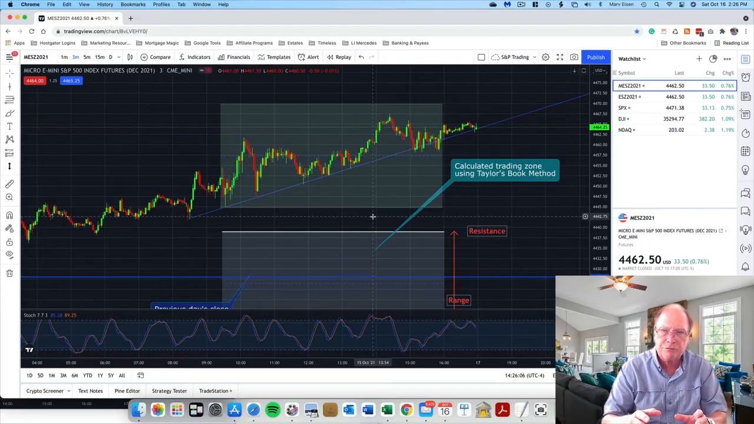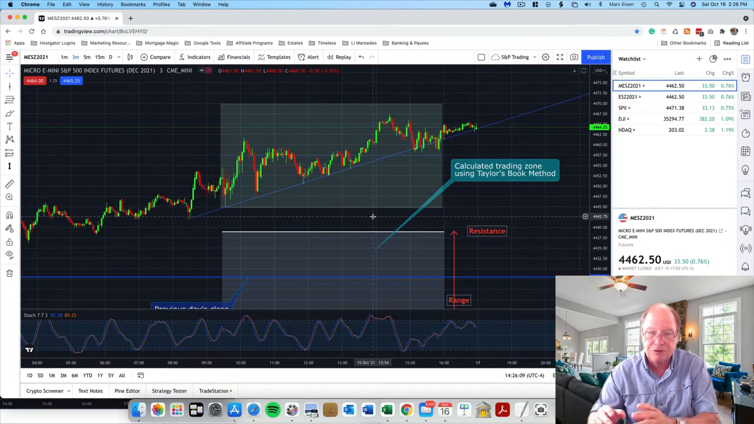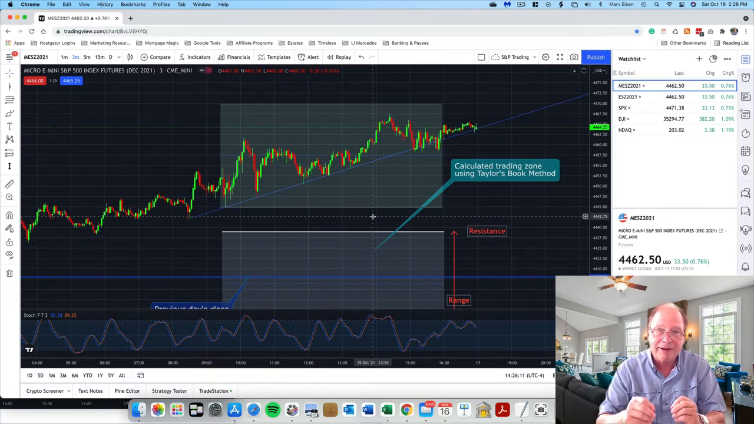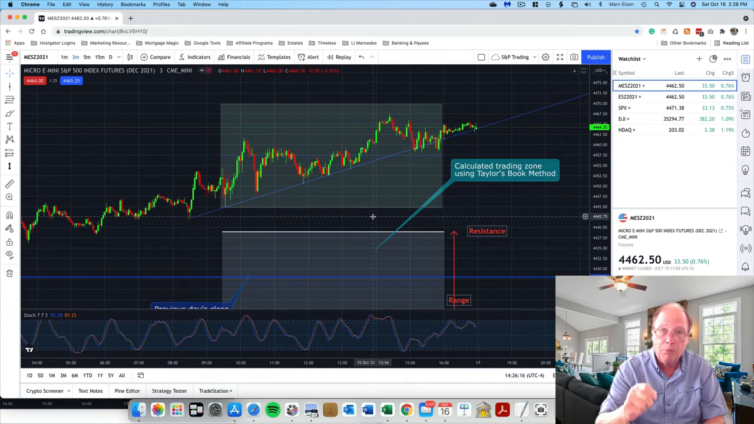We can use this information to give us a sense of where the market is going on a particular trading day, and therefore it will give us more information on how to place a trade and where to place the trade.